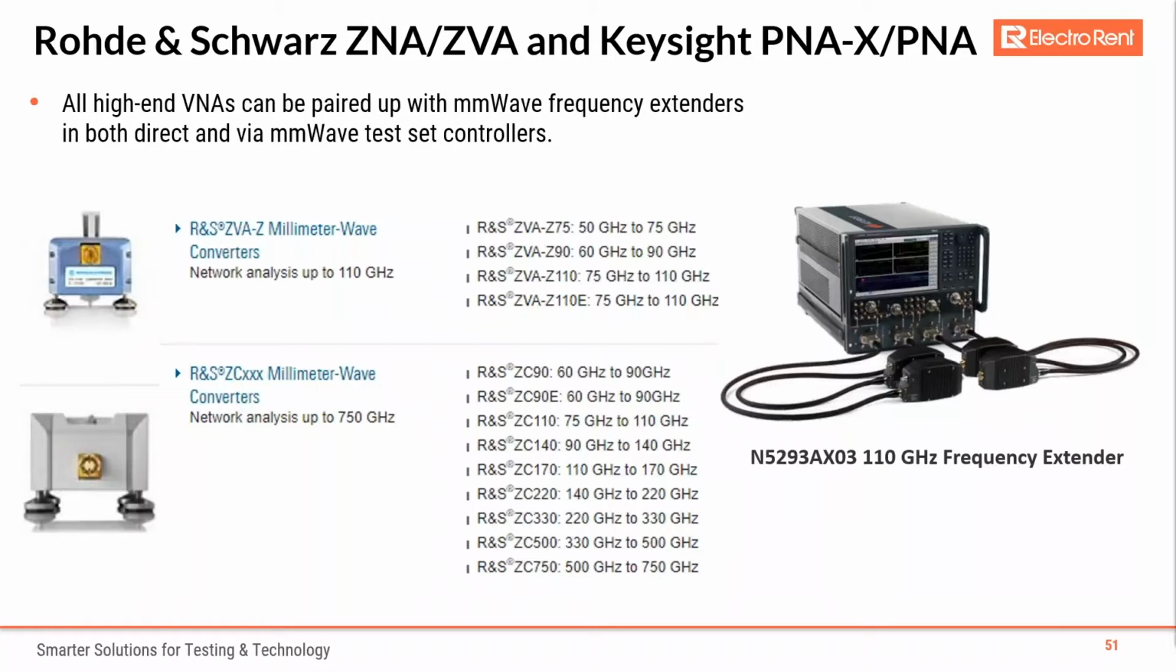Rohde Schwarz offers various millimeter wave frequency extenders. The ZVA Z series is a popular choice for banded millimeter wave. The ZC XXX series can offer banded solutions up to 750 gigahertz.